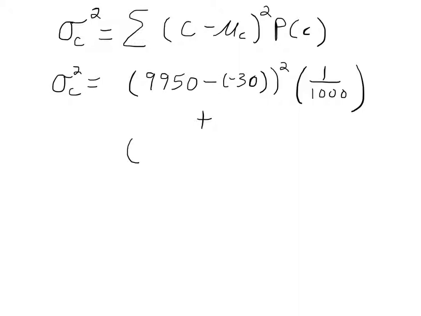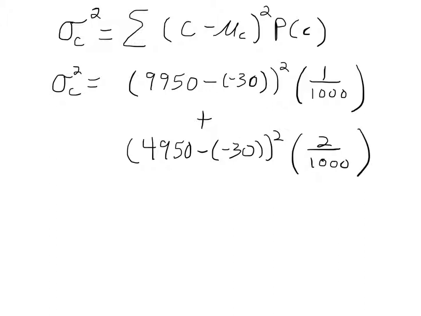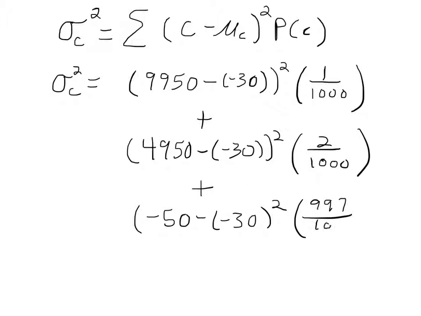So I've got 4,950 minus that negative 30, squared, times the probability of getting that $4,950, which was 2 out of 1,000. Add that too. Last is negative 50, which is I pay my $50 but stay healthy, so I don't get any money from the insurance company. Subtract off that negative 30, squared. Multiply that by the probability of staying healthy and just paying off the $50, which was 997 out of 1,000.